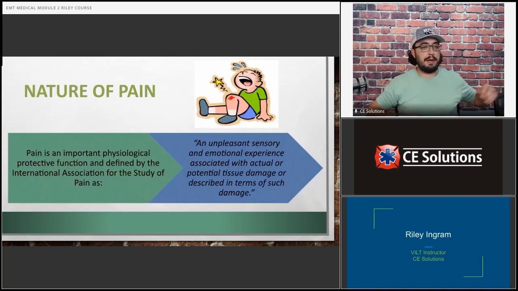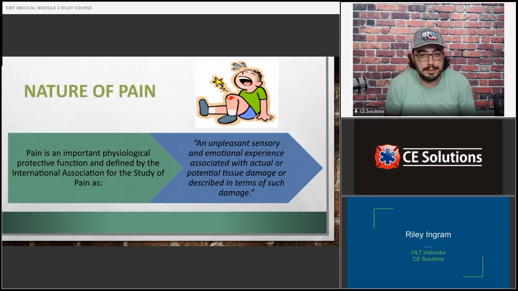So what's the nature of pain? It's going to be the most important physiological protective function. It's defined by the International Association for the Study of Pain as an unpleasant sensory and emotional experience associated with actual or potential tissue damage, or described in terms of such damage.